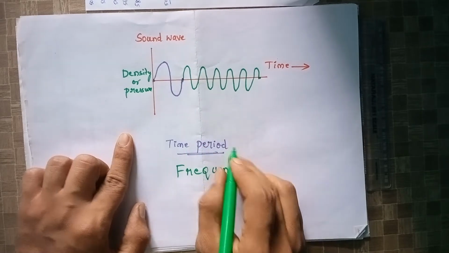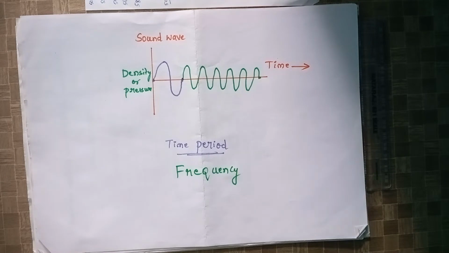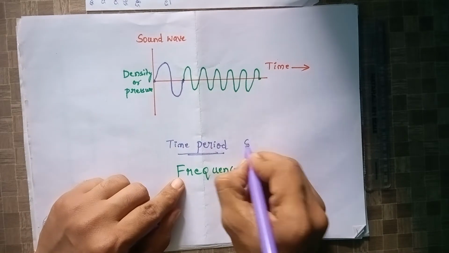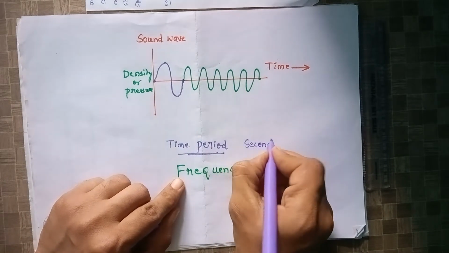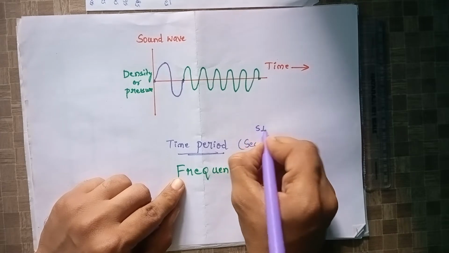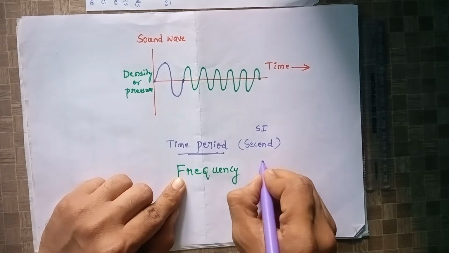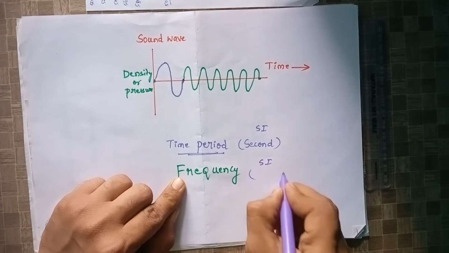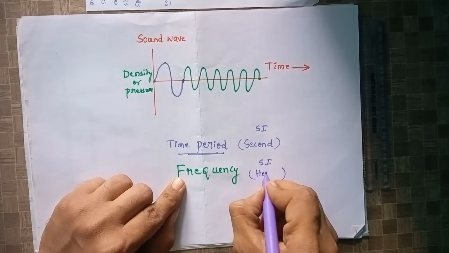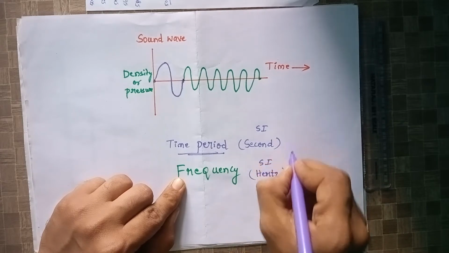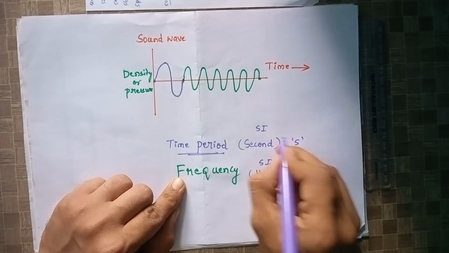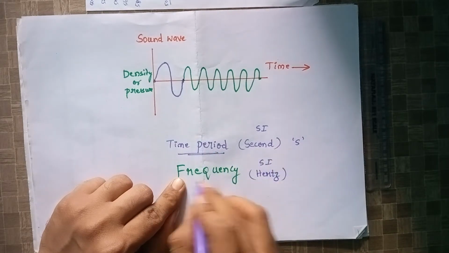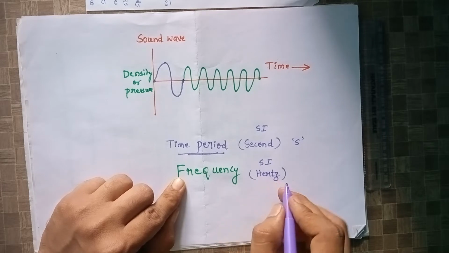The SI unit of time period is seconds and the SI unit of frequency is hertz. We denote time period in seconds and we denote frequency in hertz.